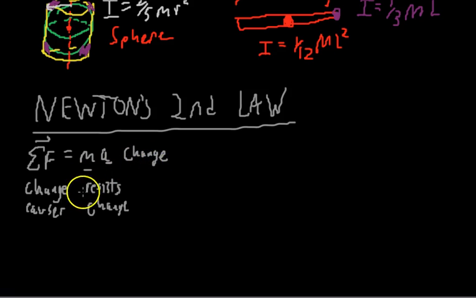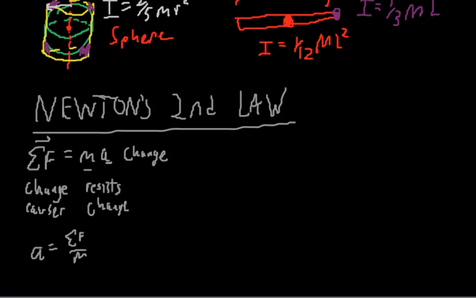Right, so another way to view this would be that the acceleration is equal to the sum of forces divided by the mass, where this is our cause of changes in linear motion. This is how much the object resists changes in linear motion. So this is our actual change in linear motion.